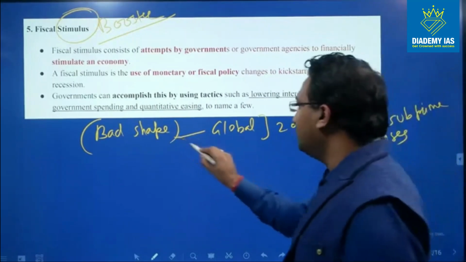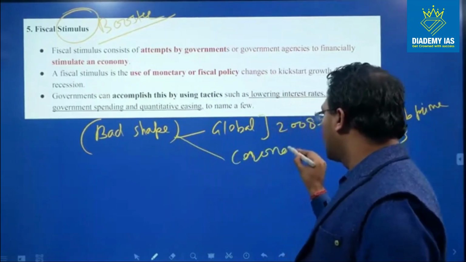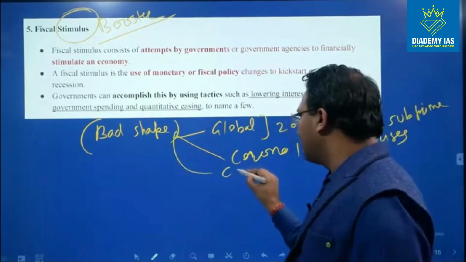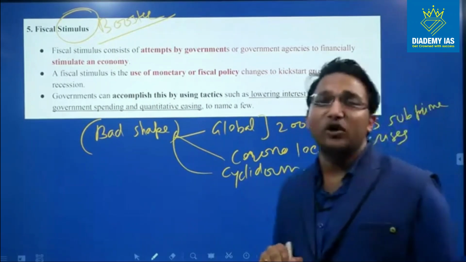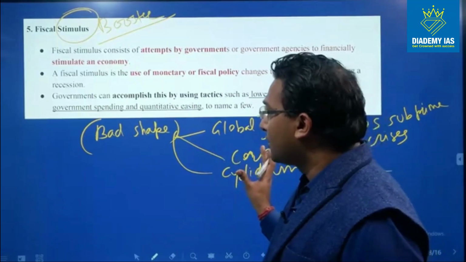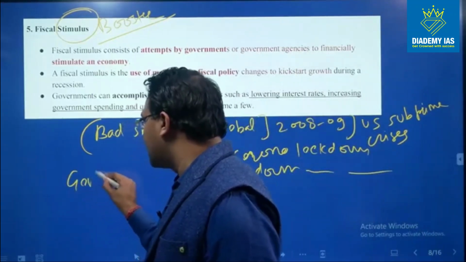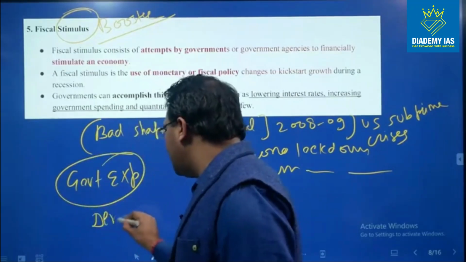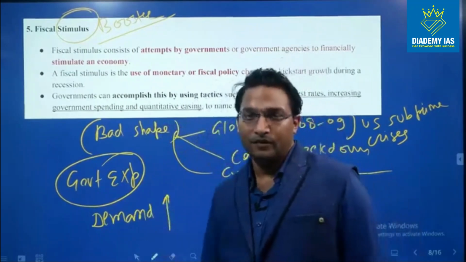Or this can be because of some other factors. For example, the corona lockdown. Or there can be a cyclical slowdown also, which we have been facing since the middle of 2019. Because of this bad shape, there might be a requirement of government expenditure, so that the aggregate demand of goods and services can be increased in society, right?